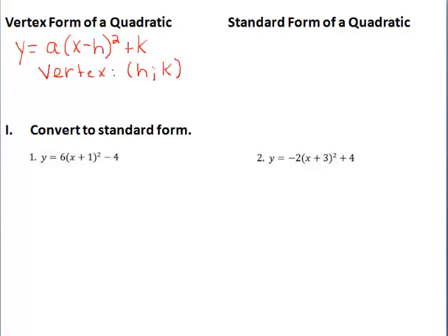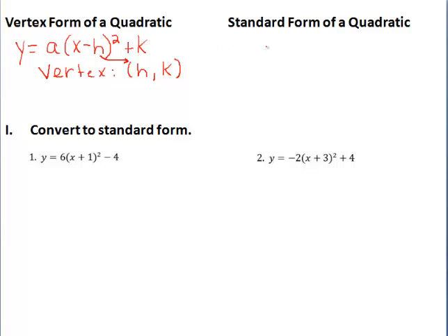Hopefully you'll always remember that the h value that is in the parentheses here, when it goes into your ordered pair, it is opposite. So if you have a minus h here, in your ordered pair you're going to have a positive h. Now the k value stays exactly the same. So if k is positive, then this k is positive in the ordered pair as well.